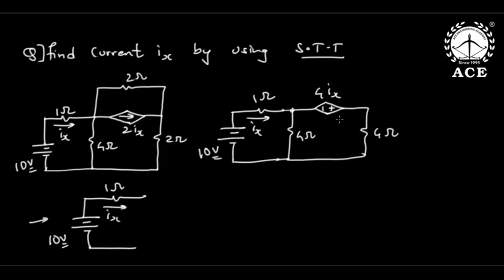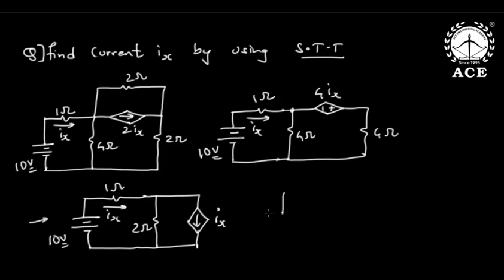But on this side you see a dependent voltage source in series with resistance. A dependent voltage source in series with resistance becomes a dependent current source in parallel with resistance. Now I equals V by R. 4Ix by 4 is Ix amperes, and the current is going down, and the 4 in parallel becomes 2. Please understand. So 4Ix in series with 4: I is V by R, that is Ix amperes, and 4 in parallel becomes 2.